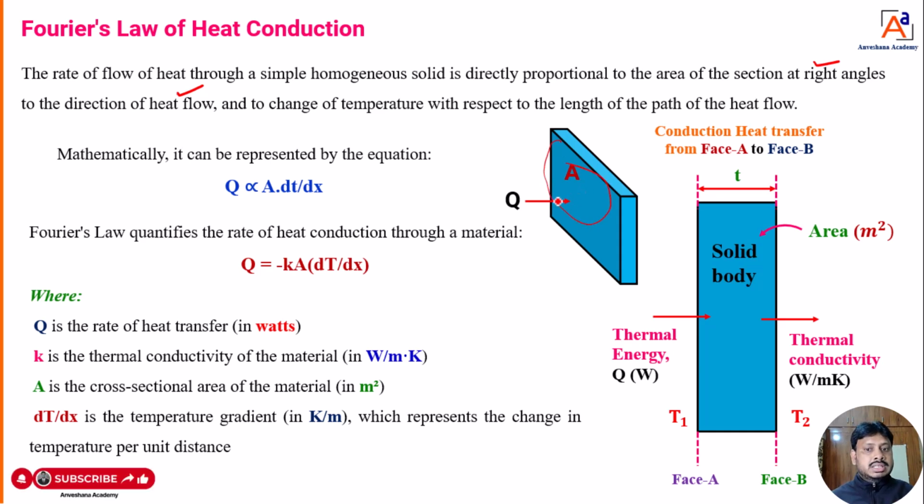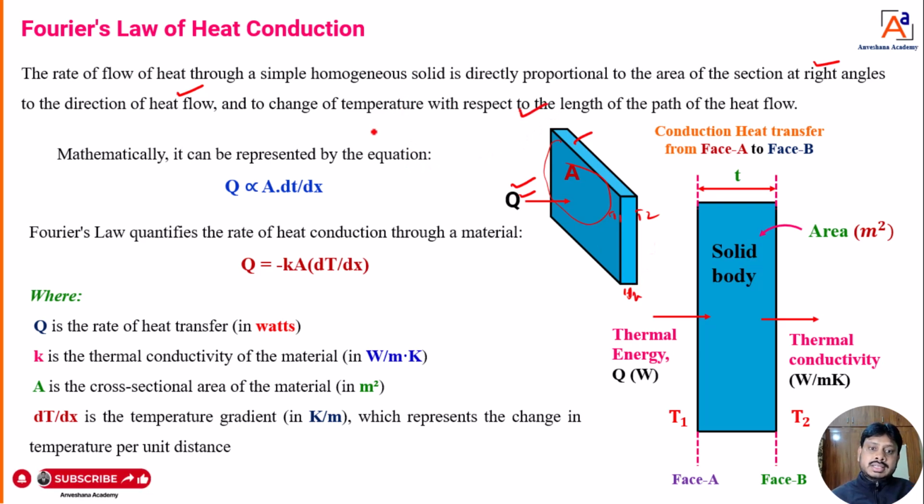Why? Because it is normal or perpendicular to the direction of heat flow, and that material should be homogeneous. And the temperature gradient, that is T1 here and T2, the change in temperature with respect to dx. That means the rate of heat transfer is directly proportional to the cross-sectional area, which is perpendicular to the direction of heat flow, and its temperature gradient, that is T1 minus T2 divided by dx. That is the statement of Fourier's law.